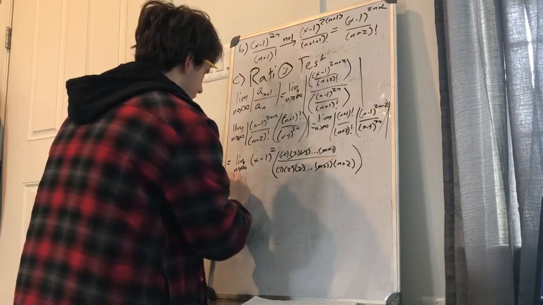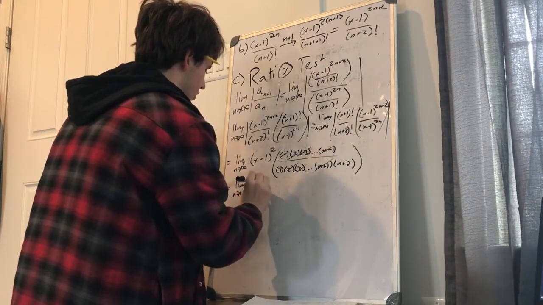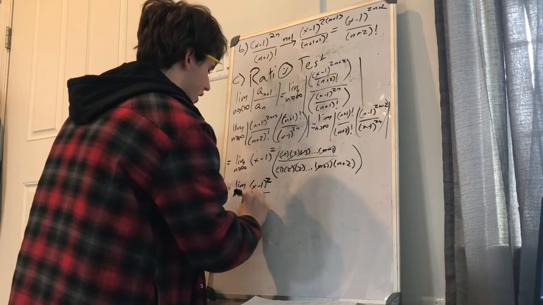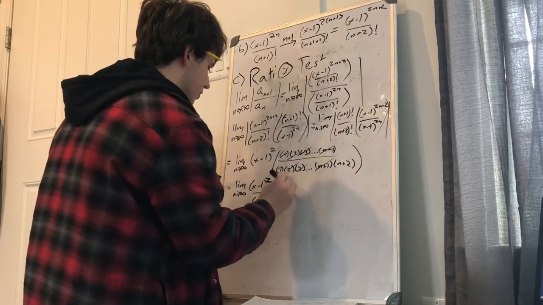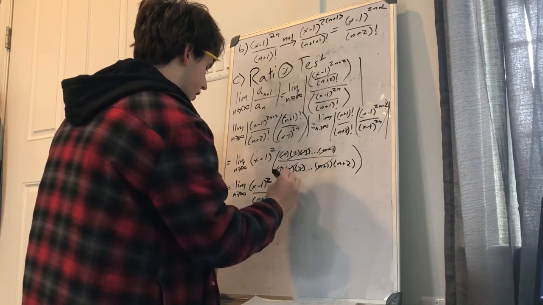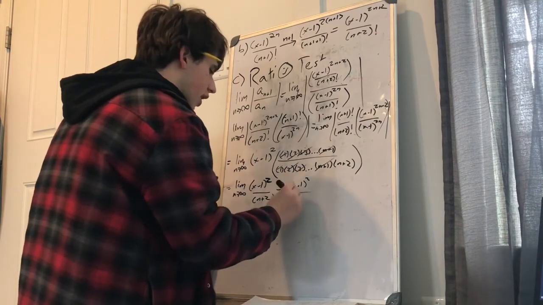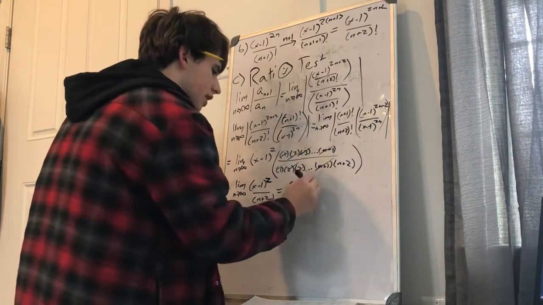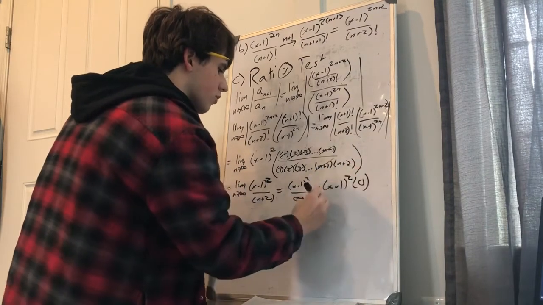We're going to rewrite that. Limit as n approaches infinity of (x minus 1) squared over n plus 2. And now we're just going to plug in n approaching infinity. And so we get (x minus 1) squared over, believe it or not, infinity. And what does that mean? It means (x minus 1) squared times 0, which is 0.